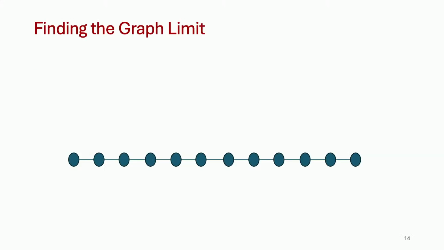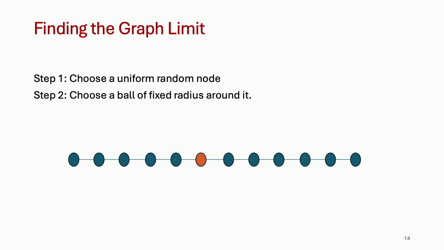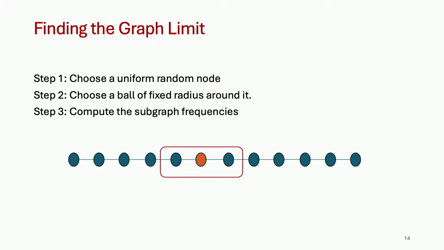So I start with the simplest graph structure, which is a path. I want to see what the limit would look like if I increase the size of the path. The way I have to think about it is that I choose a uniform random node, which I show in orange, and then look at a fixed ball of some radius around it. Here I choose a ball of radius 1, and then see what subgraph frequencies I get.